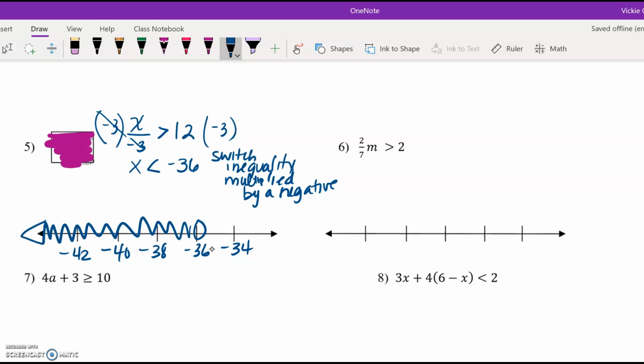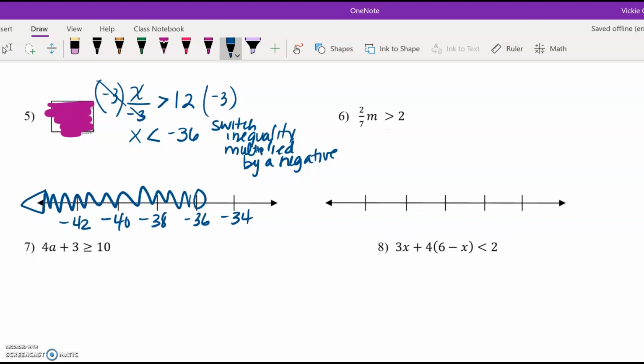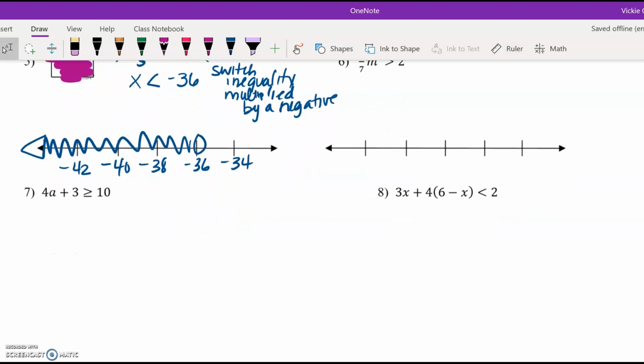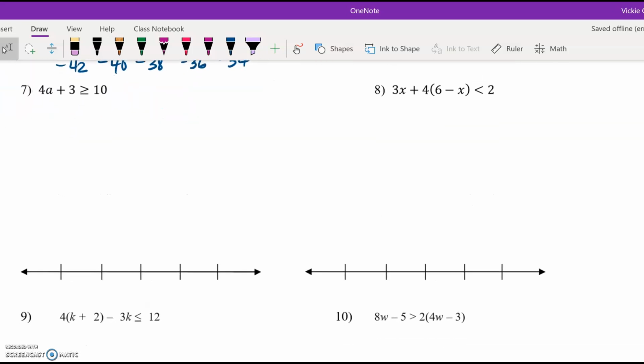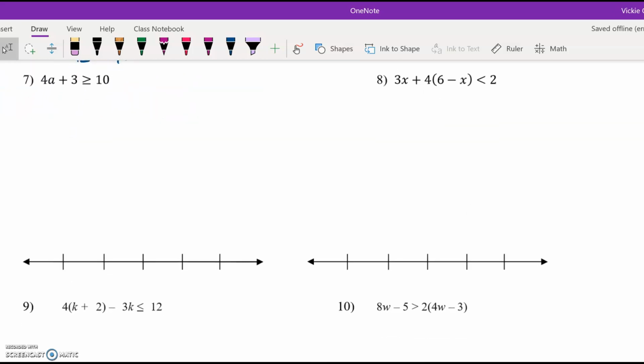All right, let's see. We have a couple more here. Let's switch it up. I'll do number 8 and number 10 with you, and then I'm going to have y'all practice the ones we didn't do. 3x plus 4 times the difference of 6 and x is less than 2.